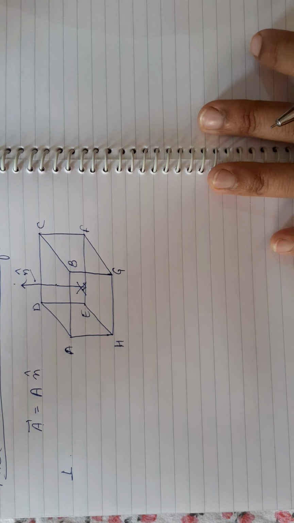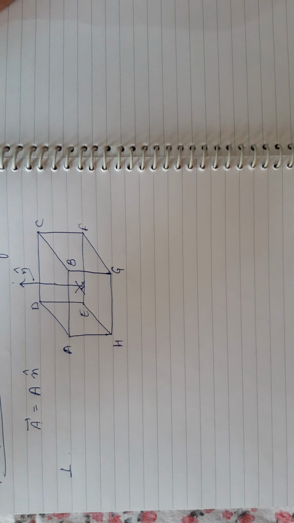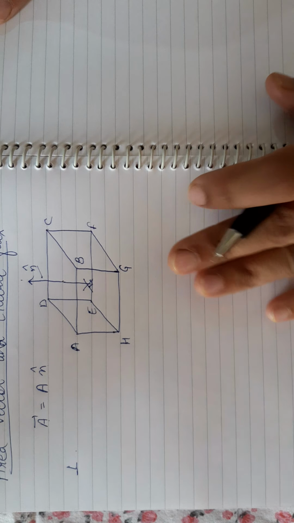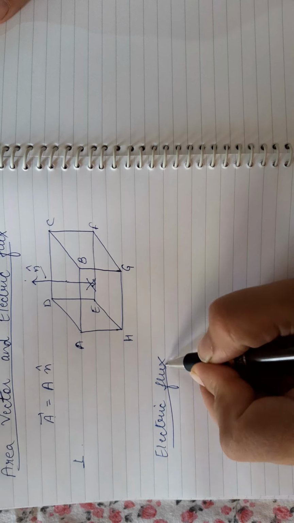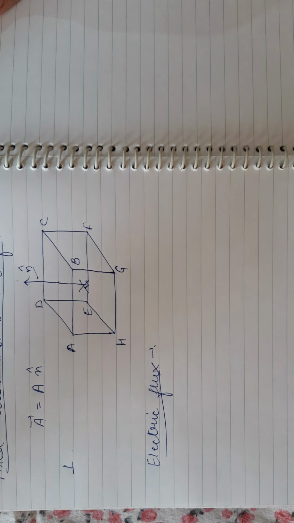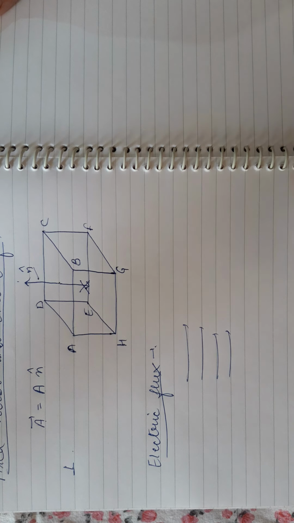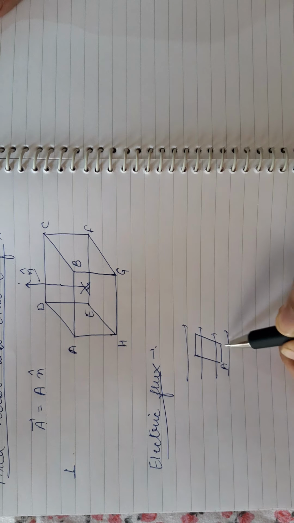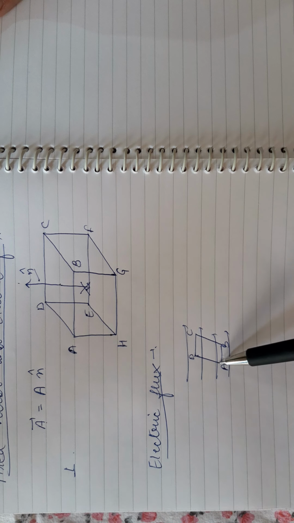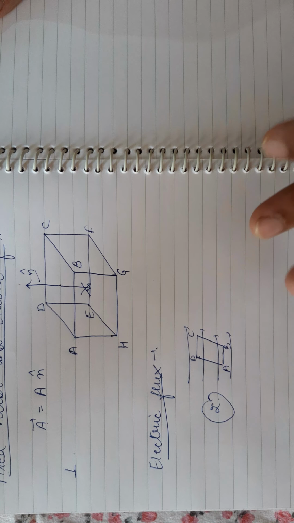So with this activity, we have clarified that the number of electric field lines crossing a unit area placed normal to the field is the measure of the strength of the electric field at that point. This strength is known as the electric flux. Clearly, electric flux depends upon the area in front of the electric field lines. Suppose I draw 4 electric field lines and this is the area, any shape, say ABCD, then the number of field lines crossing this area is 2. So this is the strength of the electric field crossing this area.